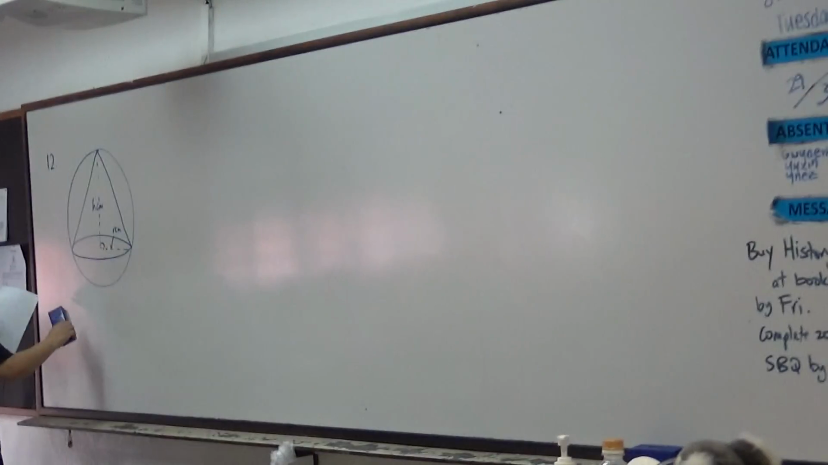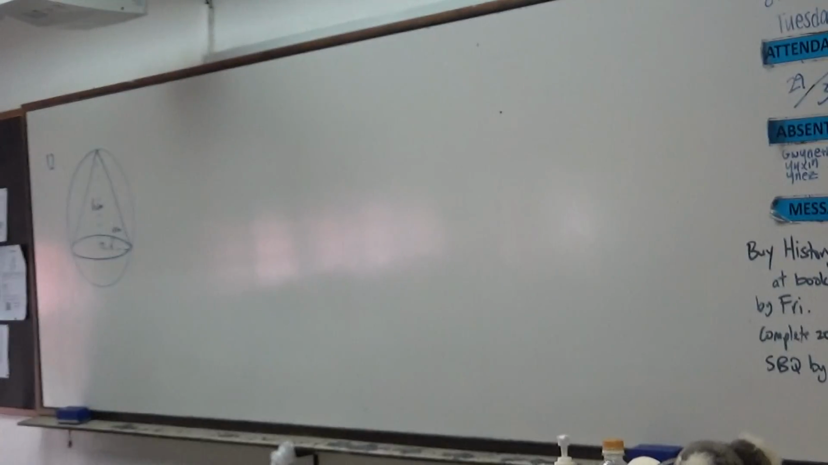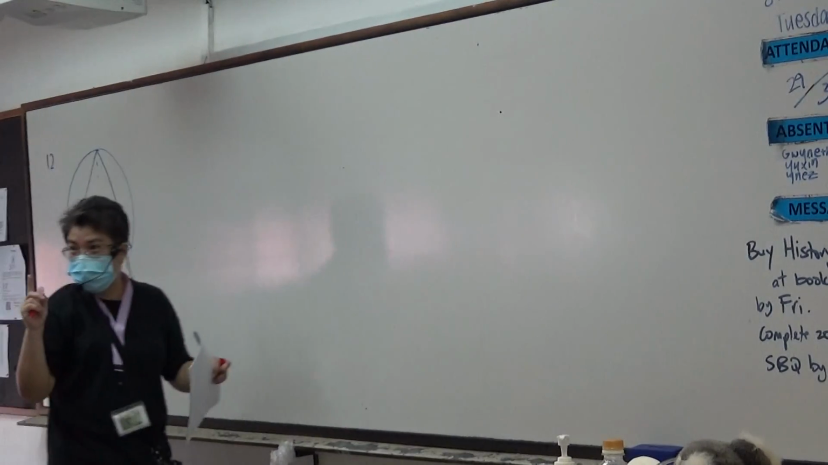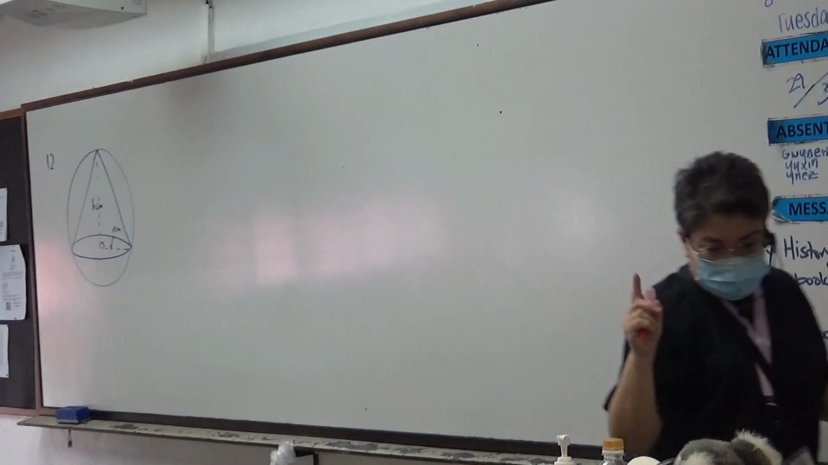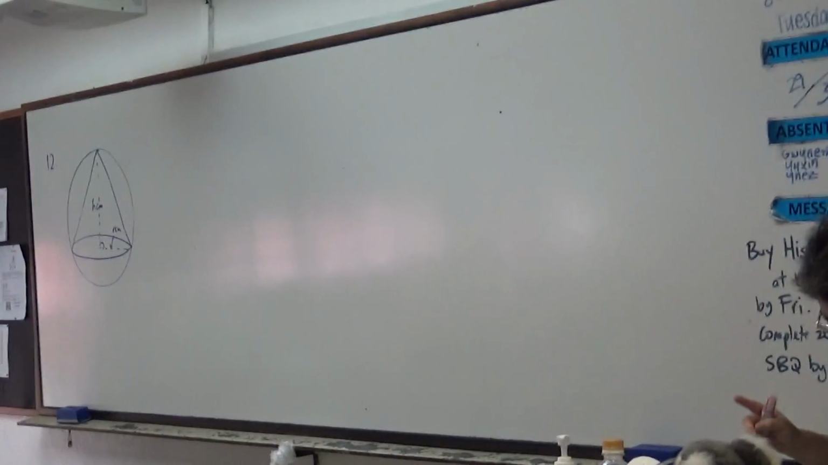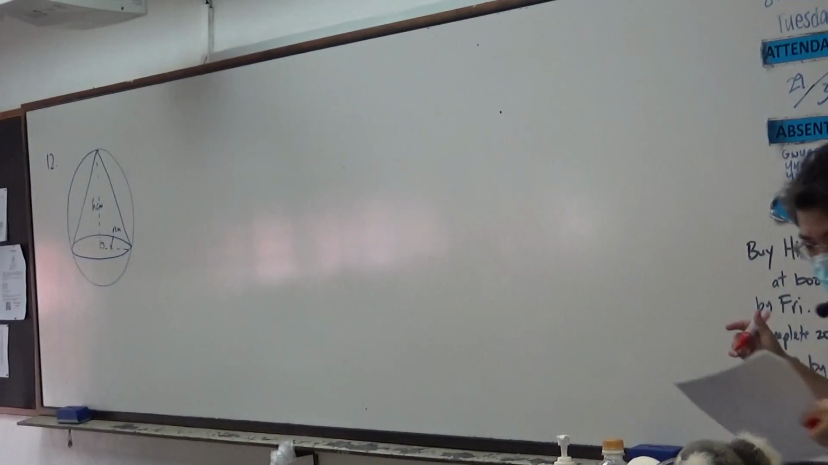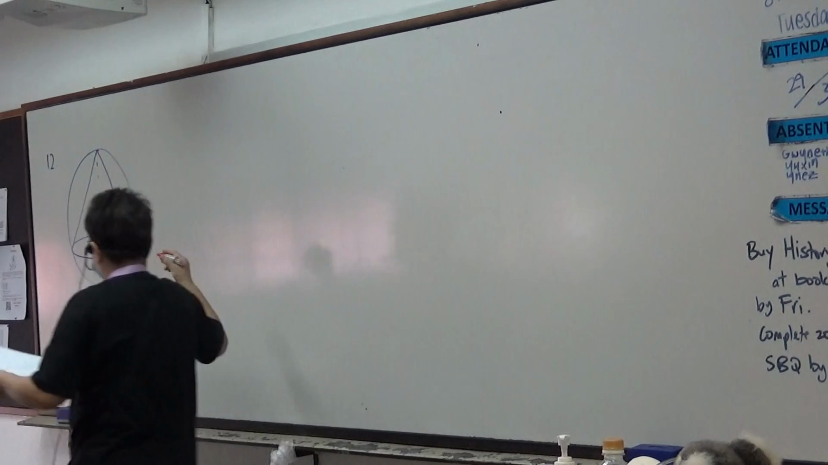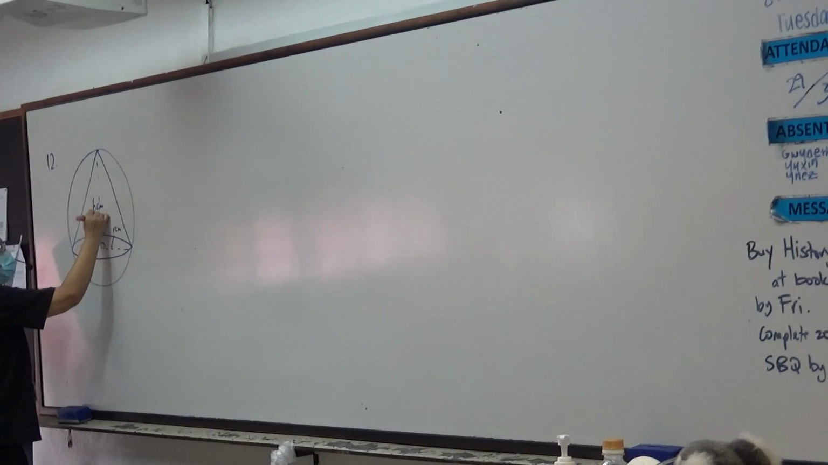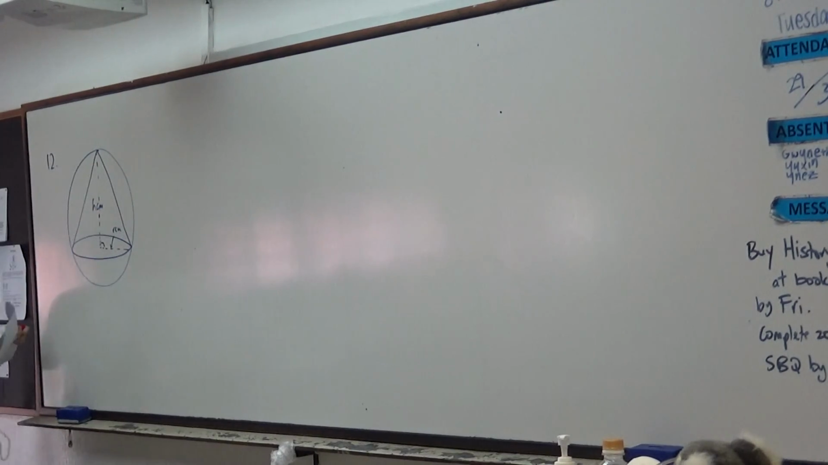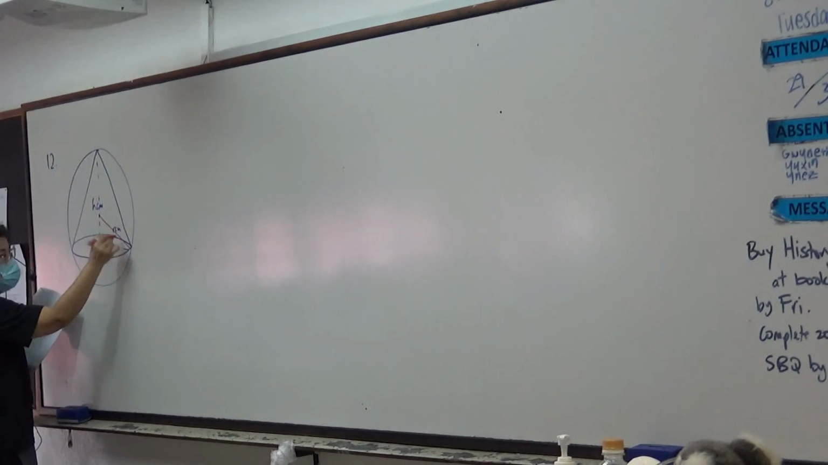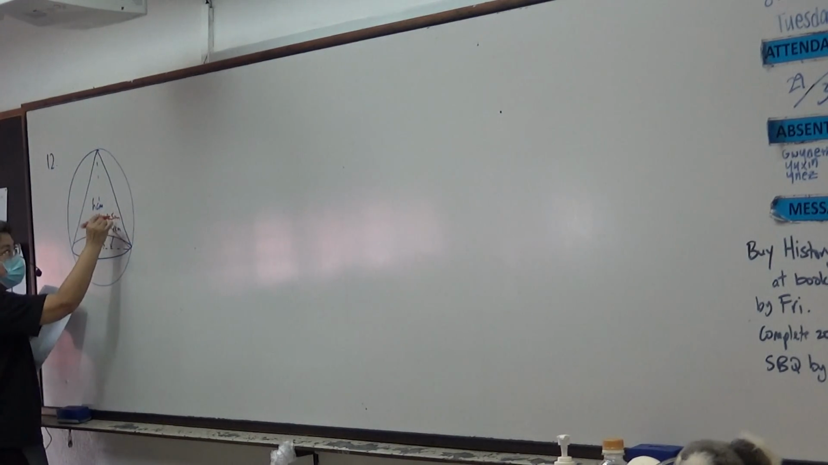Now, we know that the radius of the sphere is 4.5 cm. Agree, class? Look at the question. What did they say? The radius of the sphere is 4.5 cm. Now, all of you look up. This is the center of the sphere, which means this will be 4.5 cm.